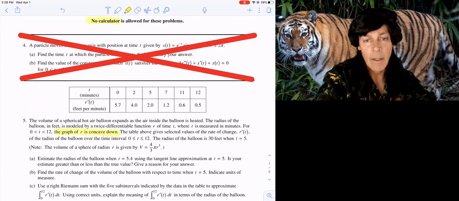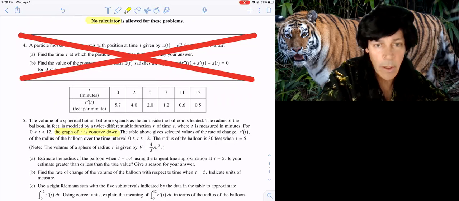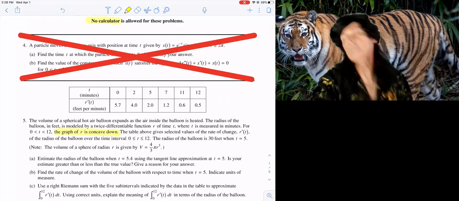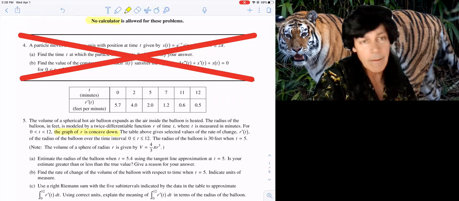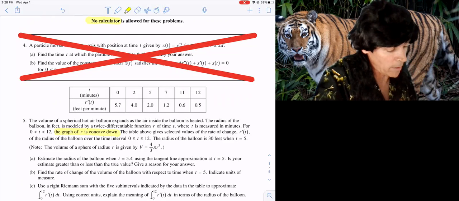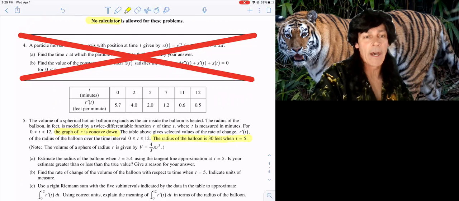All right. The table above gives selected values of the rate of change, r prime of t, of the radius of the balloon over the time interval, the closed interval 0 to 12. The radius of the balloon is 30 feet when t equals 5. I think that also might be a little bit important, so I'm going to highlight that right there. Radius of the balloon, 30 feet, t equals 5.